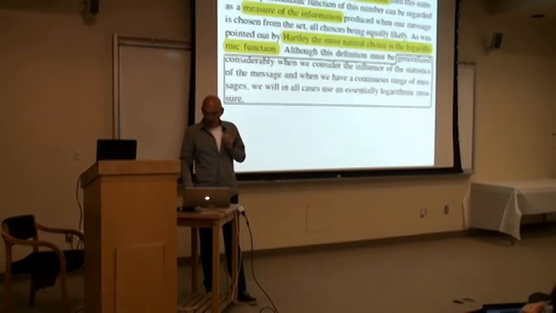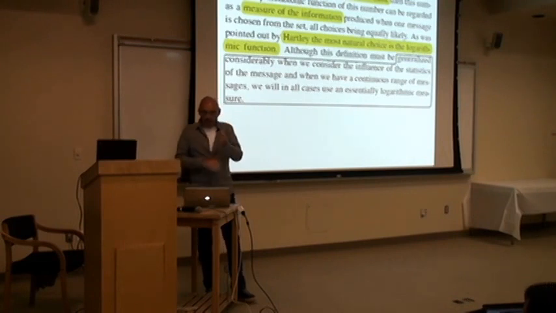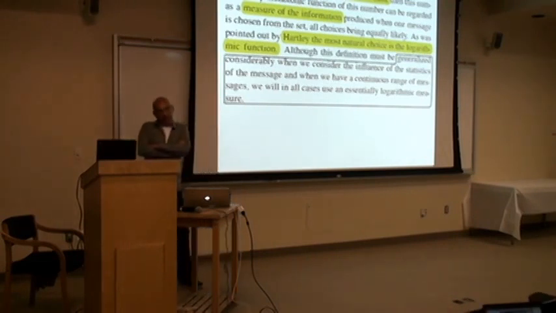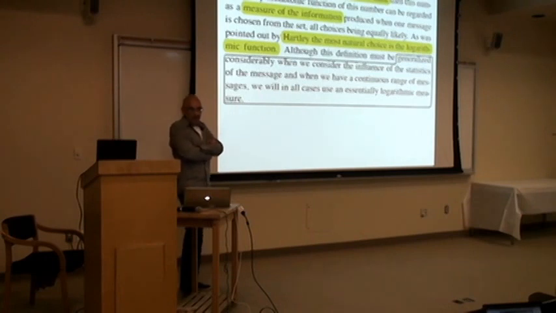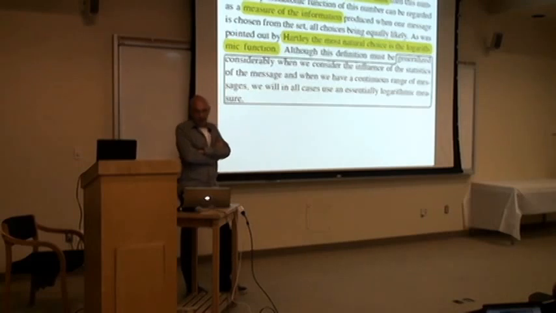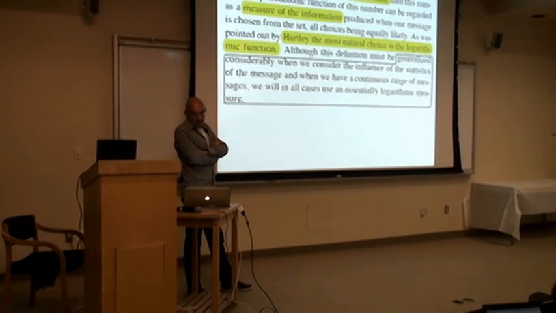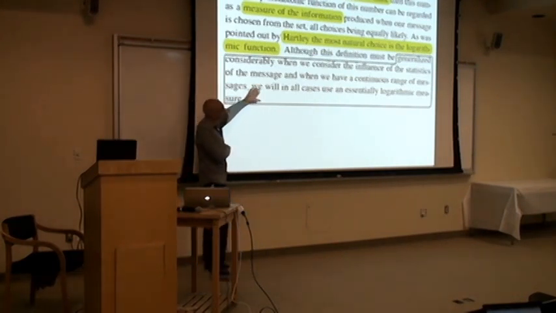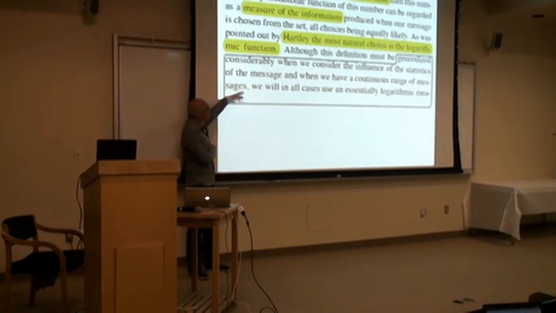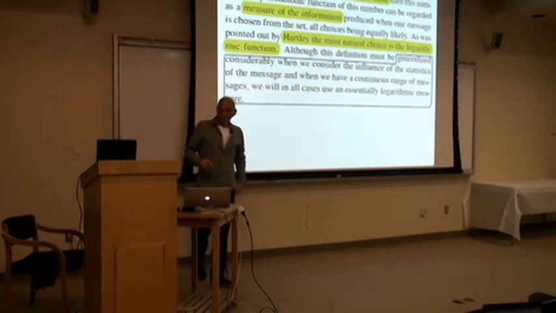Okay. Now, then he goes on to argue about the logarithm. In fact, Hartley had already argued that if you want to measure information, then you should take the logarithm of the number of possibilities. And then he says, well, really that's what we should do, but when we go to cases where the statistics of the messages are involved, or we have a continuous range of messages, analog messages, then we'll have to generalize what Hartley told us.